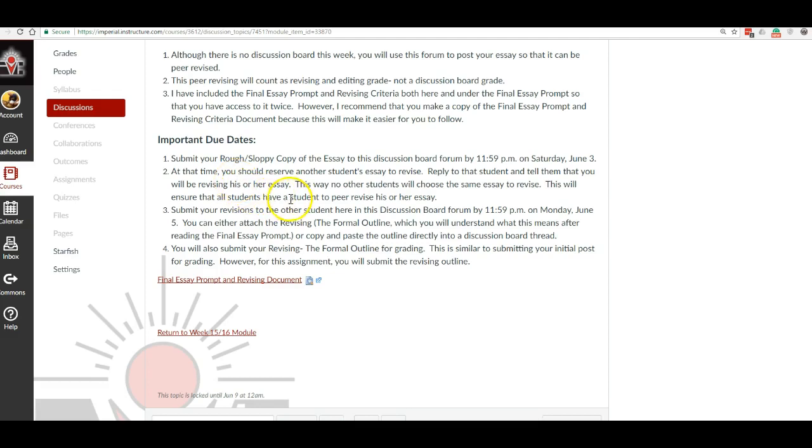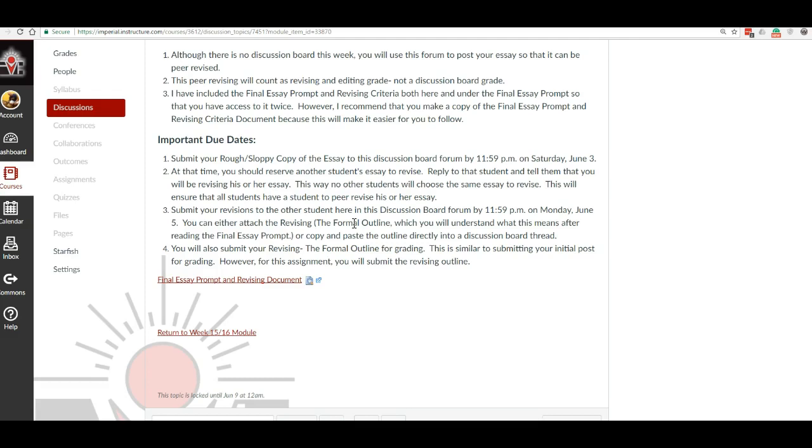Reserve somebody else's. Then what you're going to do is, by Monday, June 5th, you are going to copy and paste or attach your formal outline revising of the other student's essay. I'll show you that. It'll make more sense when I show you the document. And then, after you submit it to the discussion board, so again, your rough copy goes in Saturday, June 3rd. Reserve somebody else's. Then by Monday, June 5th, you will submit the revising, which is going to be a formal outline, which I'll show you how to do here. You can copy and paste it or attach it. Since it's going to be a formal outline, I think you should just attach the document to a thread, and then the other student can open it.